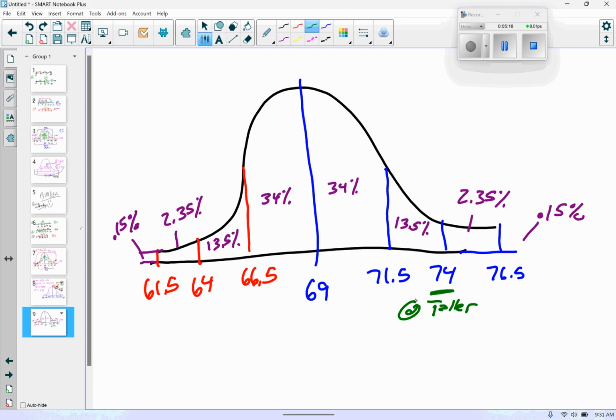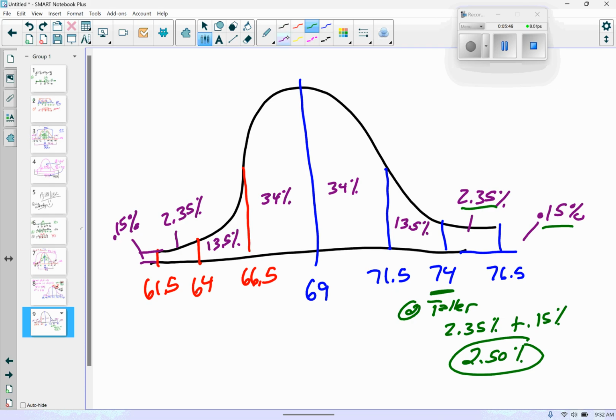Okay. So we want to see, and this was taller, right? So if it's taller, I'm going to look at these two numbers here, add them together, 2.35 plus 0.15. So you have a 2.5% chance that if you were to pick a random person out of the population that's male, an adult male, you're going to find that person taller than 74. Okay?